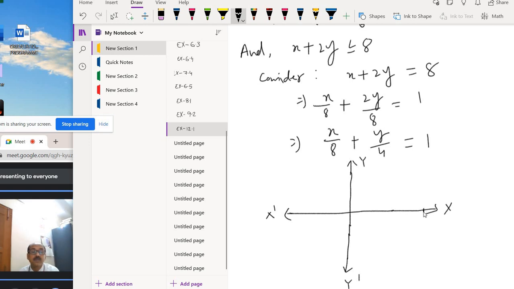Take this 8, and this 4. This 4 and 6. So first x equals 8, y equals 4, this. Then another one, x equals 4, y equals 6. This.